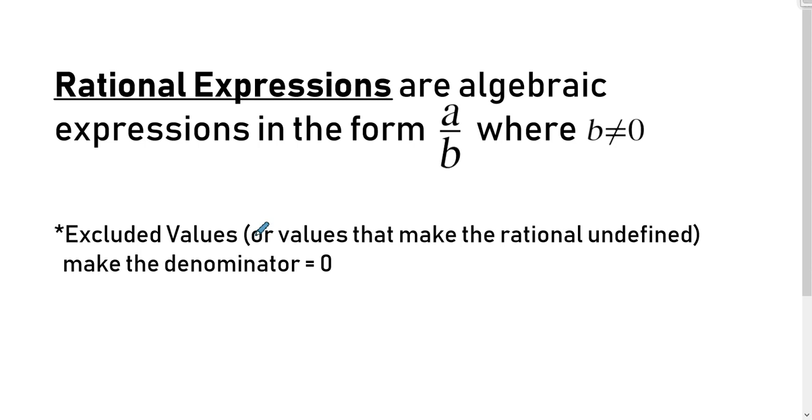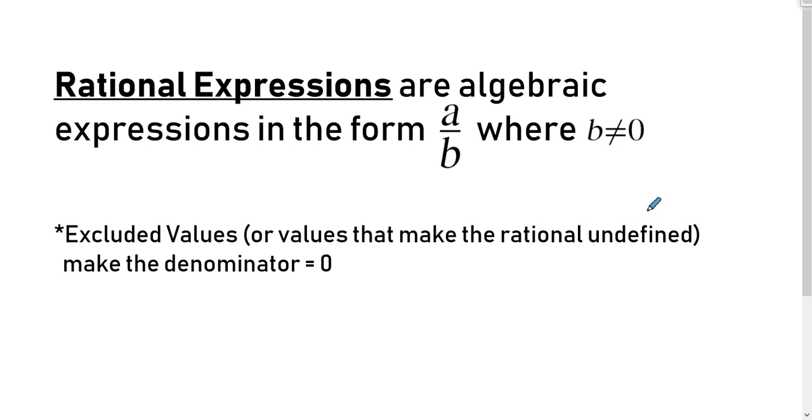Okay, you may also see it written as values that make the rational expression undefined. They mean the same thing. But excluded values are just values that make the denominator equal to 0. Because if it's equal to 0, it's not allowed to. If it's not allowed to, then it's excluded and it's making the rational expression undefined.